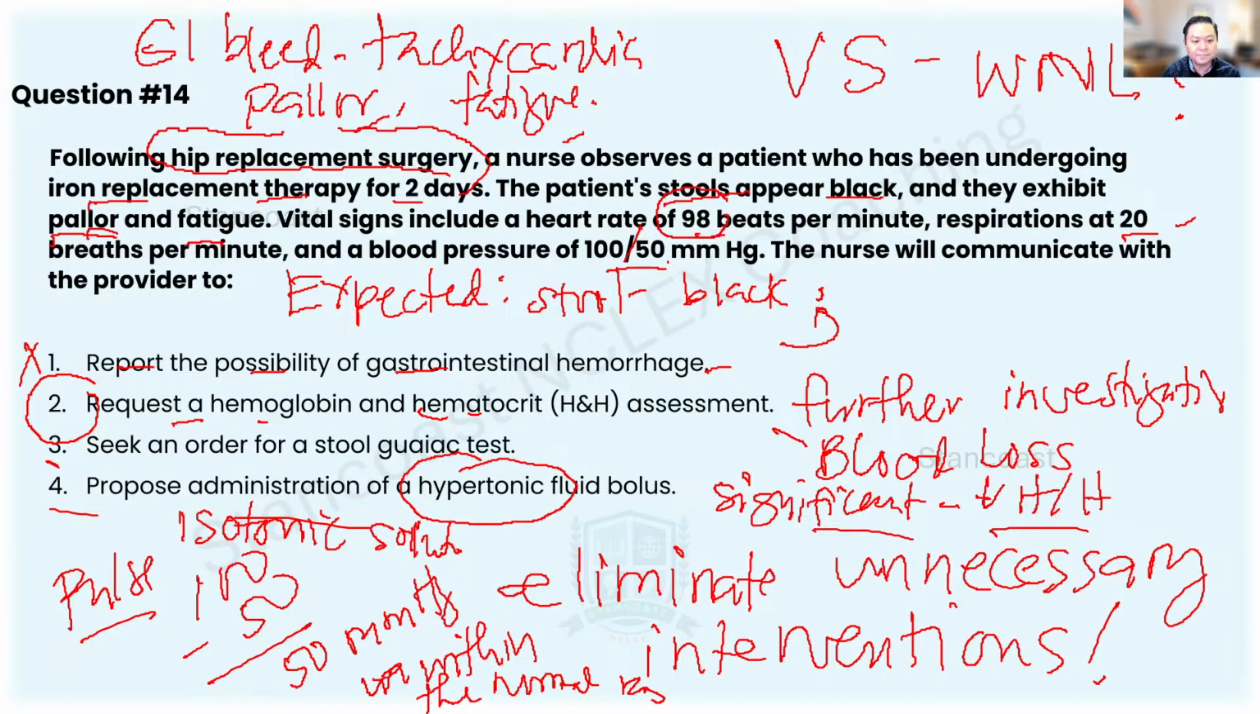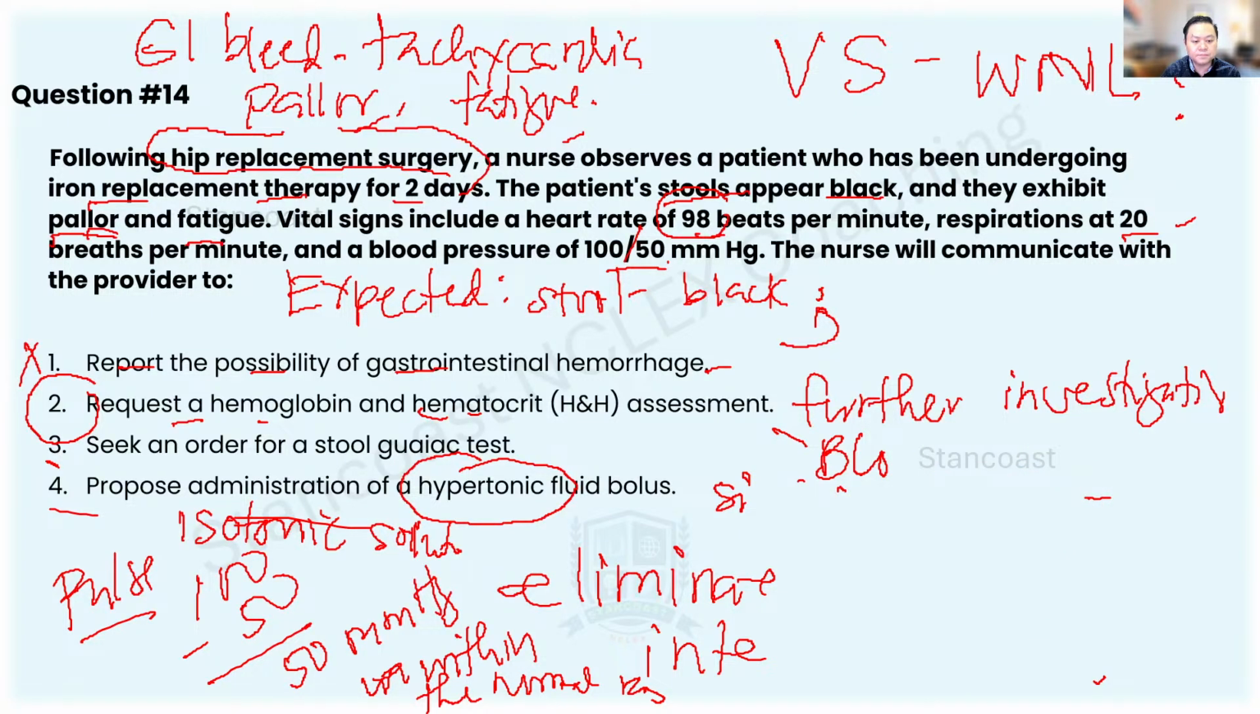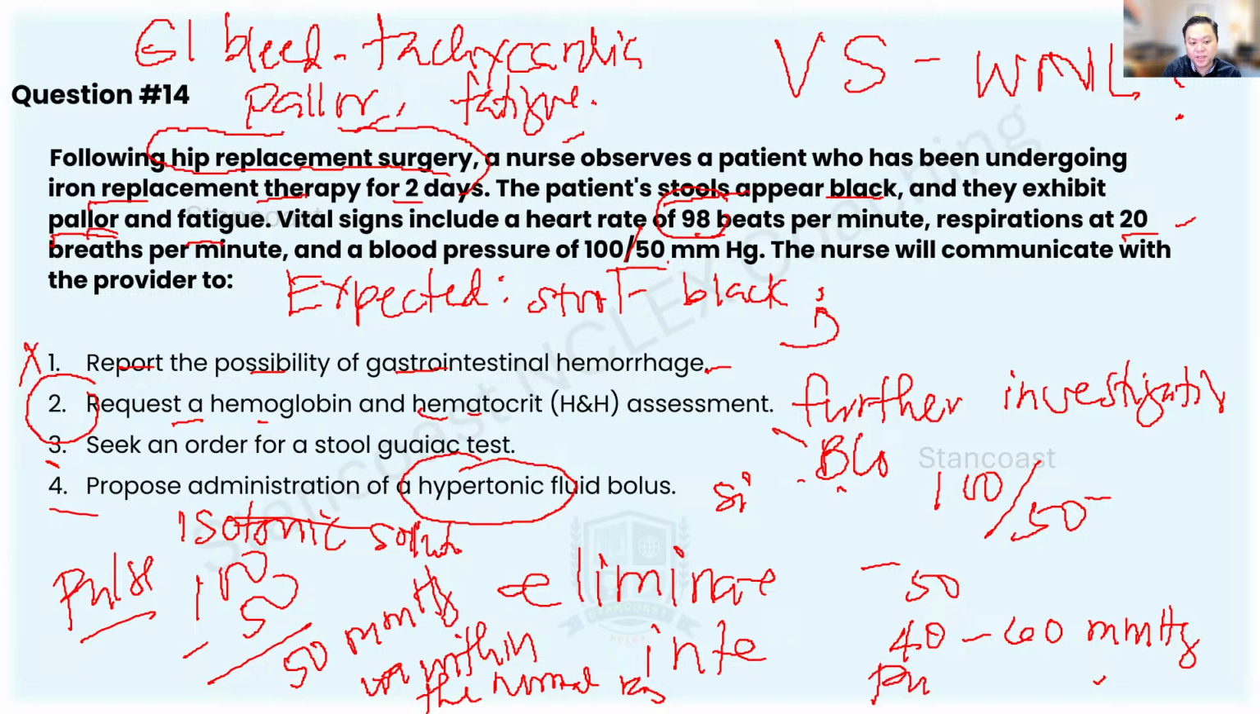But let me check. Let me delete this section right here so I can explain further. Remember what I said earlier about the pulse pressure, which is actually the difference of the systolic and the diastolic. So you subtract that one. So that is 50. And our patient is well within the normal range of 40 to 60 mmHg. That is the normal pulse pressure.